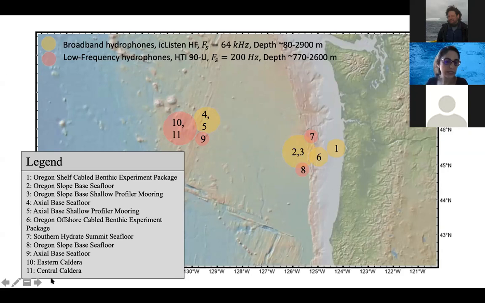And these are the lists of the instruments. We have a lot of them, some close to the shore and on the slope. And some of them are very close to the Axial Seamount, as we will see in a minute.